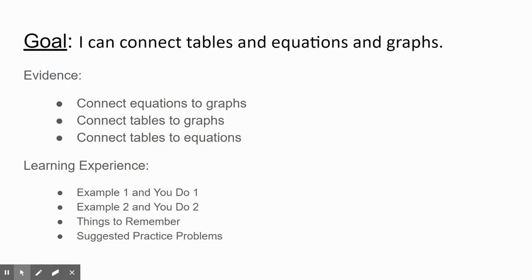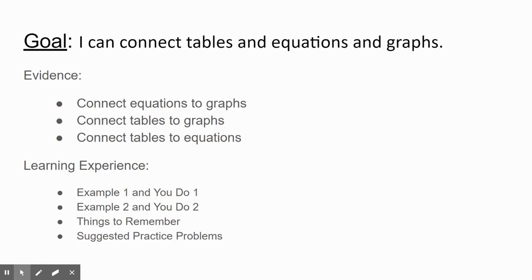In this video, we're going to connect tables, equations, and graphs. If you haven't watched the previous video where we connected tables and equations, go watch that first because we're not going to go over that part. This is going to be more focused on how to now do graphs as well.